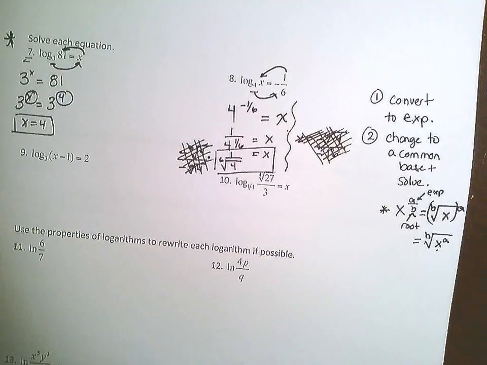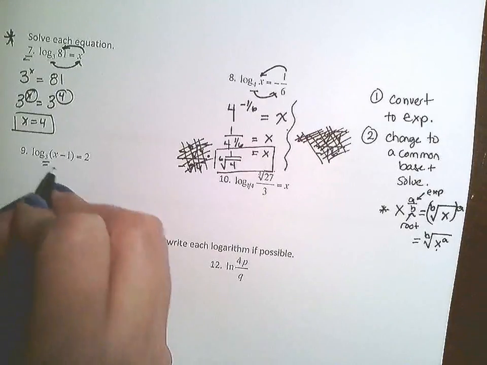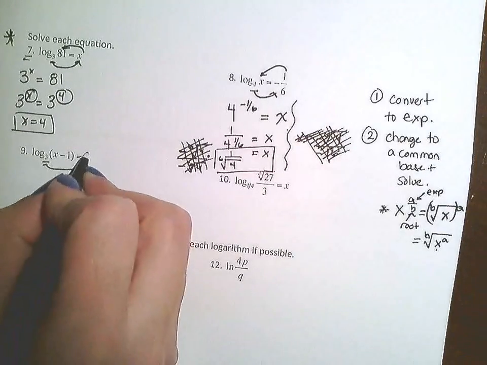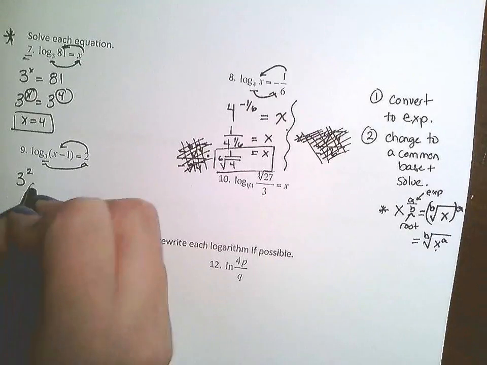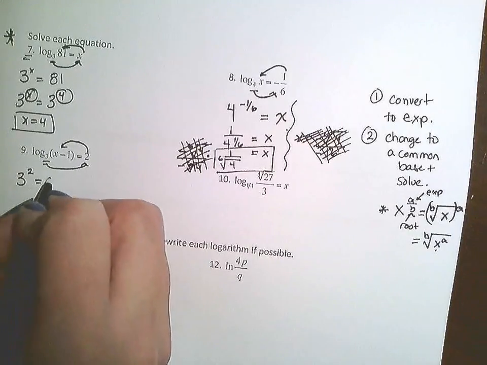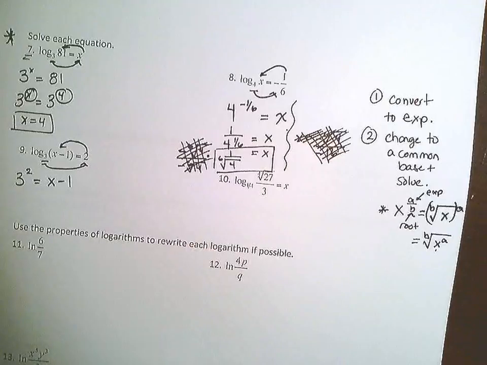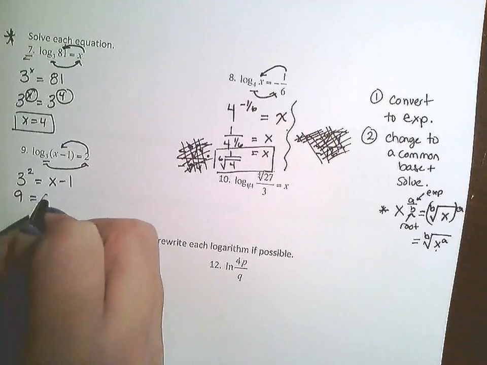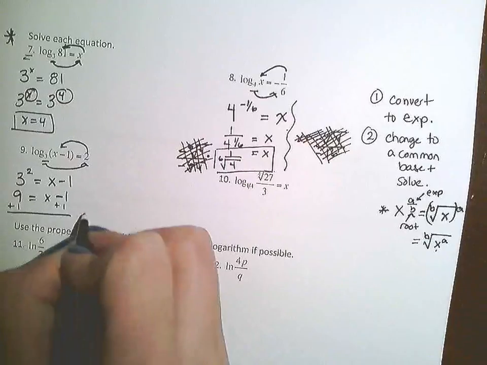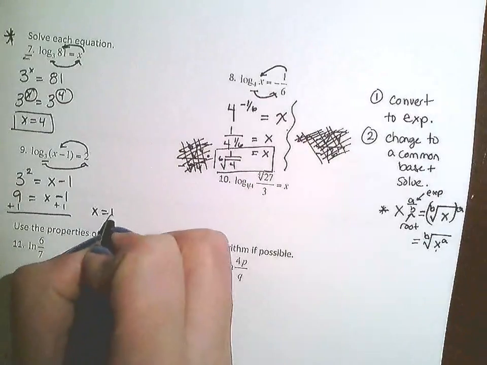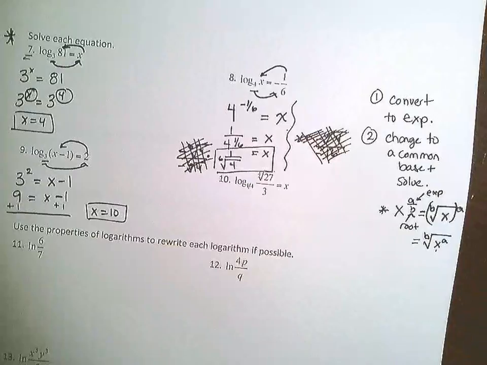All right, the next problem, pretty straightforward. Take 3, raise it to 2 equals my x minus 1. So 3 squared equals x minus 1. So what is 3 squared? It's 9 equals x minus 1. We add 1. So here x equals 10. Pretty easy.